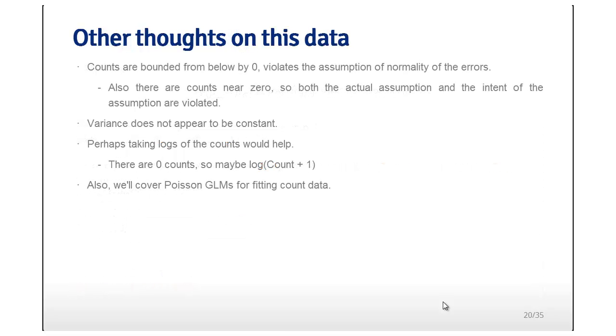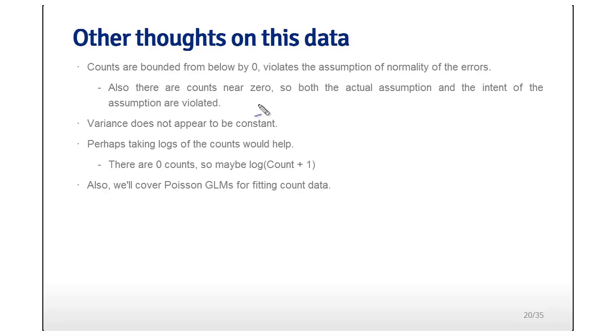Okay, so some other thoughts on this data. I want to indemnify myself from this kind of sloppy analysis. The counts are bounded from below by 0, which violates the assumption of normality of the errors. There are counts near 0, so both the actual assumption and the intent are violated. If you have a bunch of counts and they're nowhere near 0 and they're nice and normally distributed, then even though they're counts, it doesn't matter. You can still use a Gaussian distribution for the residual. But these have counts near 0, so the actual assumption and the kind of intent of the assumption are violated.